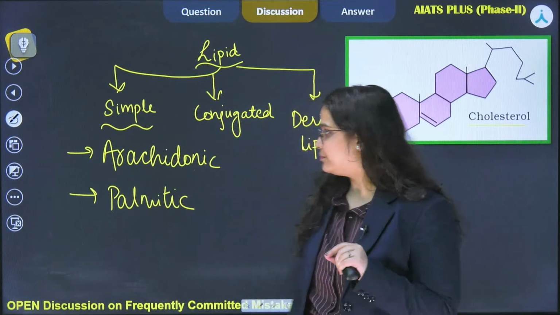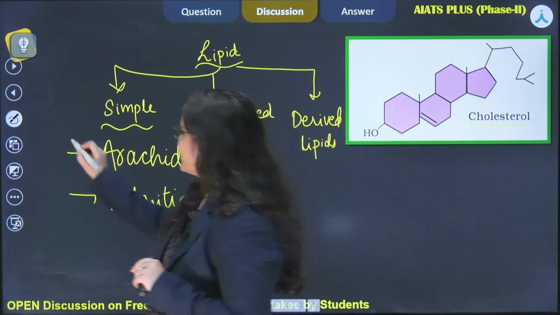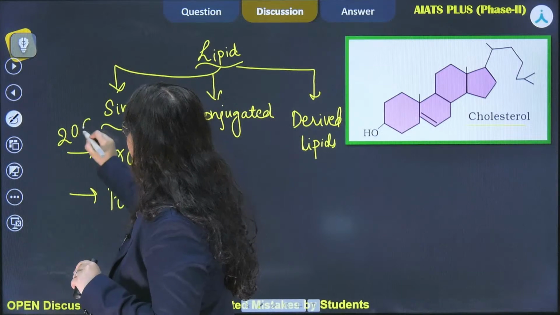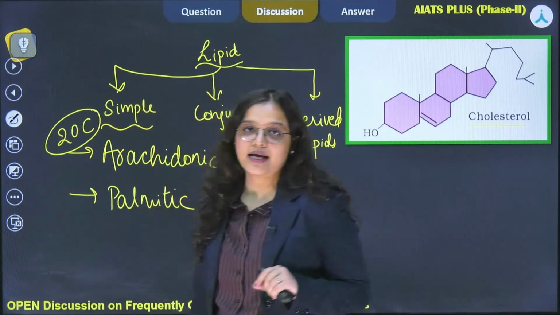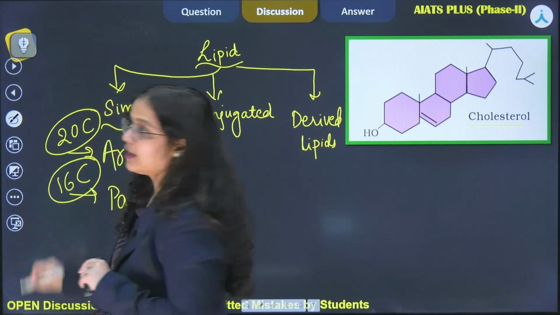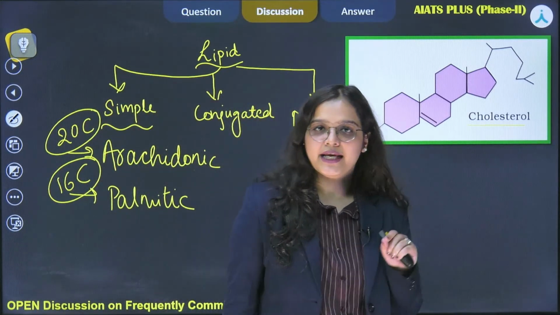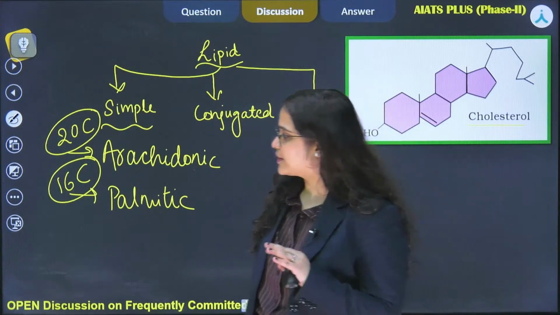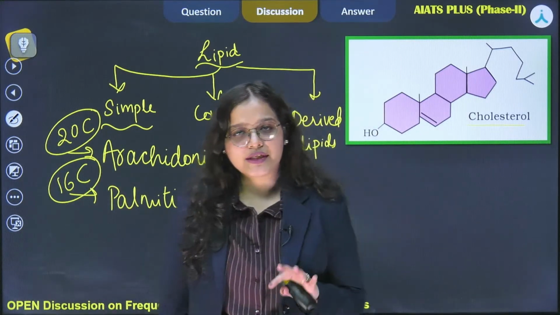All right. Arachidonic acid has 20 carbon atoms, we know that, and palmitic acid has 16 carbon atoms, including the carboxyl carbon, as the NCERT states. So we are often asked questions based on these numberings as well.